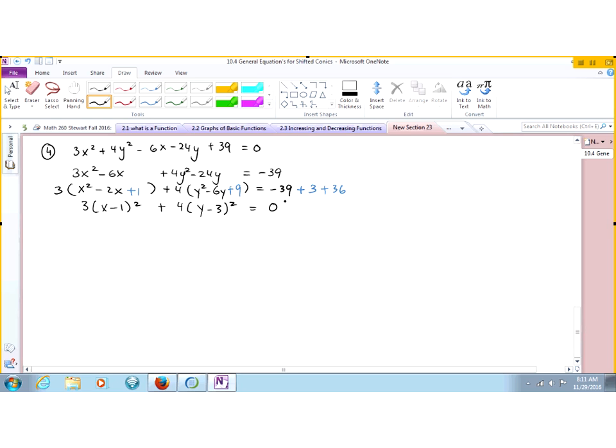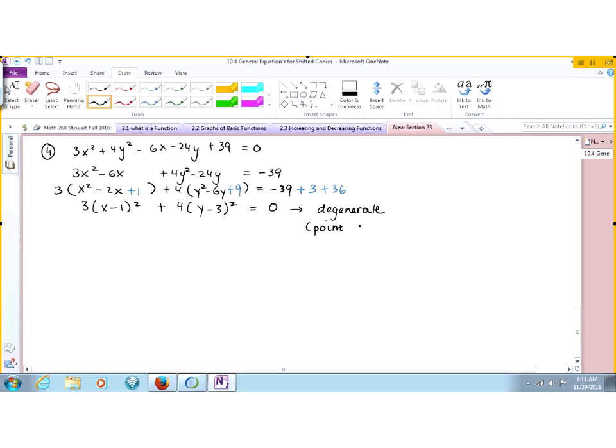Is it an ellipse? No, why not? For an ellipse, it has to equal a number here, and then you can divide so that they equal 1. So this is a degenerate, right? But what is the graph? What is the graph?